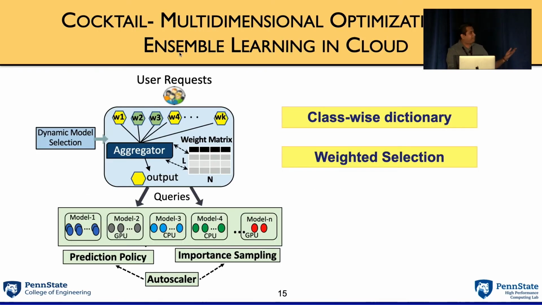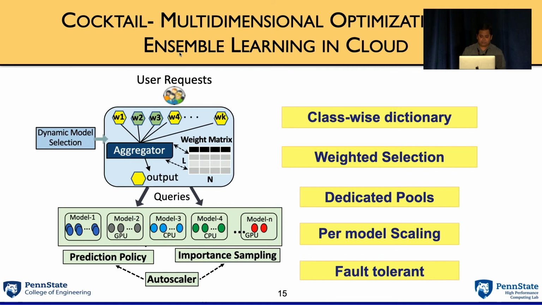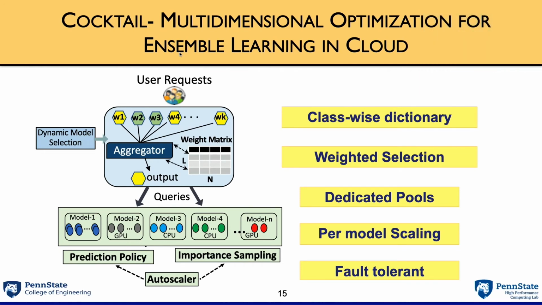Combine that with our previous selection, we had a dedicated pool of resources deploying each kind of model, maybe MobileNet, maybe ResNet and all of that. Then per model, we have scaling facilities so that if we get a request where we need more models of some type for serving our request, we can scale them properly.